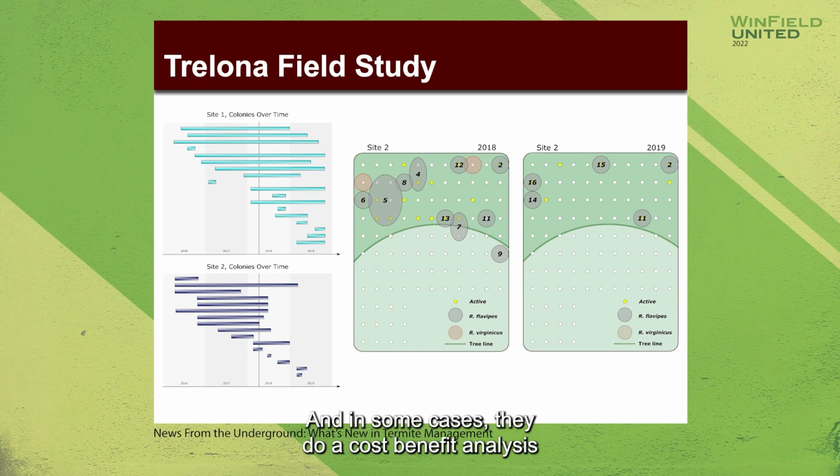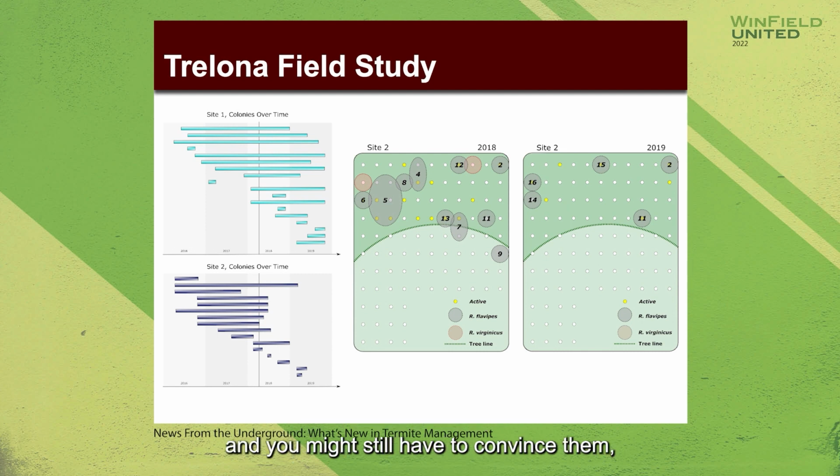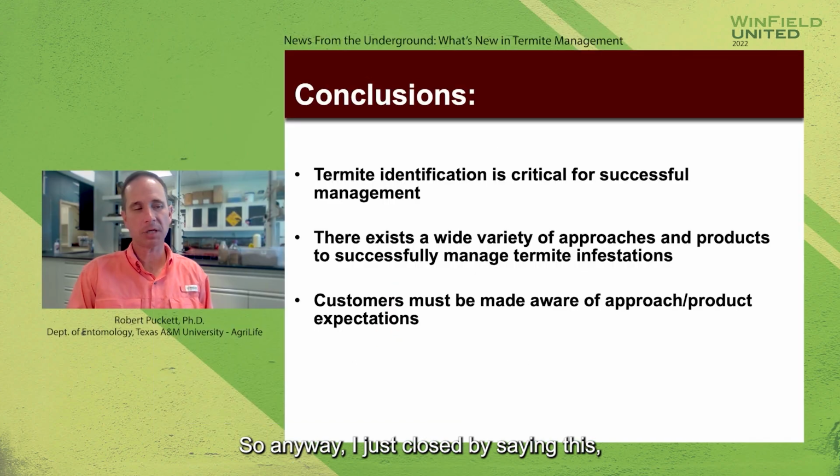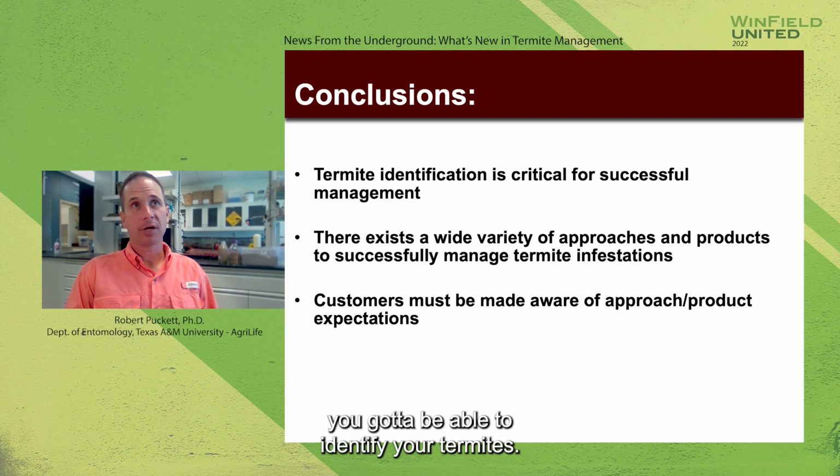And in some cases, they do a cost-benefit analysis, and you might still have to convince them that even though this might be a little less expensive through time, your bait stations are going to take a while, so they're going to have to be comfortable with the idea that you haven't fouled up. It's just that the whole strategy is different when we're using baits. So anyway, I'd just close by saying this. You got to be able to identify your termites. If you can't, you're lost.